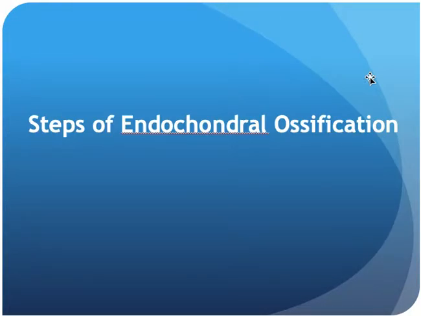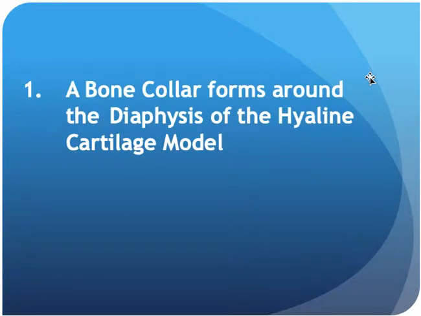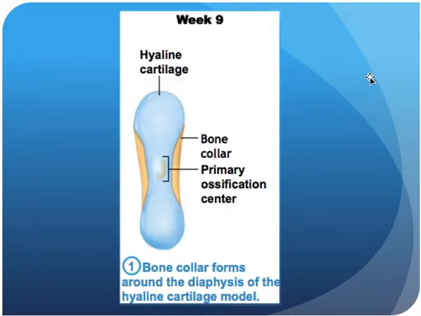So, the steps of endochondral ossification. Number 1, a bone collar forms around the diaphysis of the hyaline cartilage model. That's what we just talked about. Here is our hyaline cartilage model with our primary ossification center, and we're going to lay down bone on the sides of the shaft and create this bone collar.